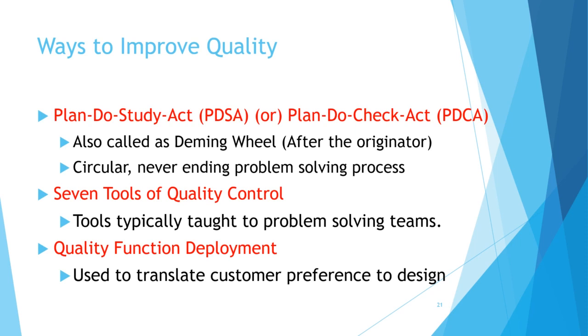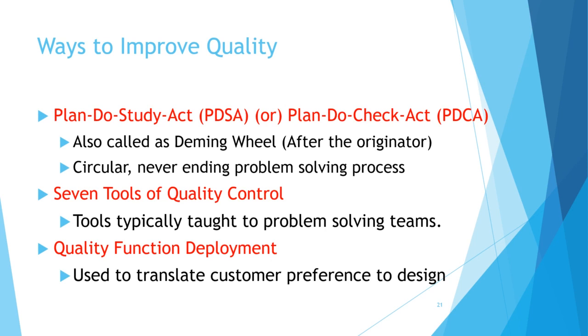The next point is the ways to improve quality. There are mainly three methods we use for the improvement of quality. First one is the PDCA or PDSA cycle. It's an iterative four-step management method used in business for the control and continuous improvement of processes and products. It is also called the Deming Wheel after the originator. It's a circular, never-ending problem-solving process.